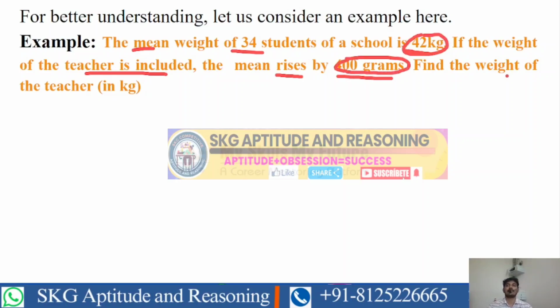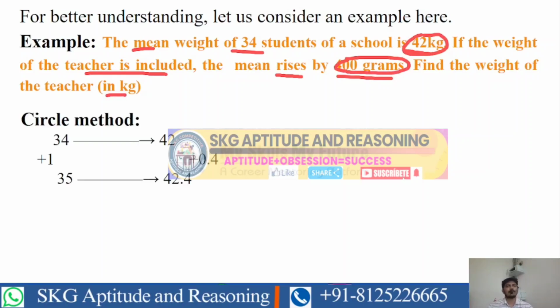Next, what is asked in the question: find the weight of the teacher in kgs. So we directly go with the circle method approach here. There are 34 students, and for those 34 students the average is 42. After that, the teacher was included, which means after inclusion of the teacher there will be 35 persons.